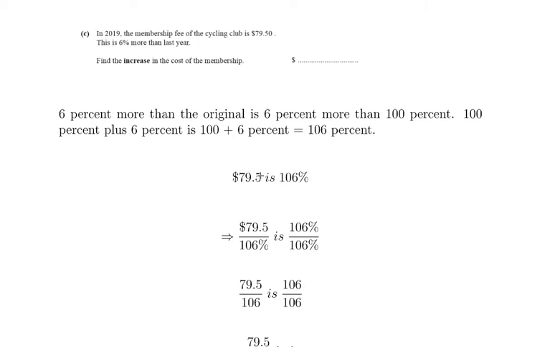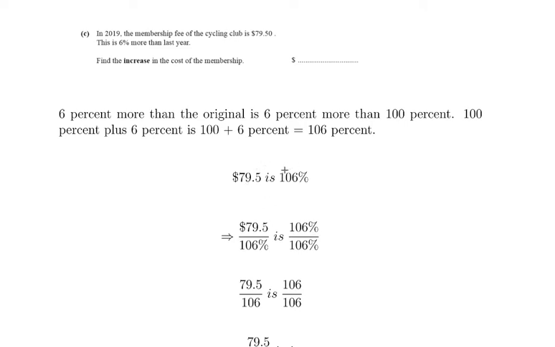So I'm going to use $79.5 is 106%. I'm not going to use equals or ratios or equivalent. I'm just going to use the word is, because technically these are different units here. $79.5 is not equal to 106% in a mathematical sense. I'm just using the word is, and I'm going to treat it similar to algebra.